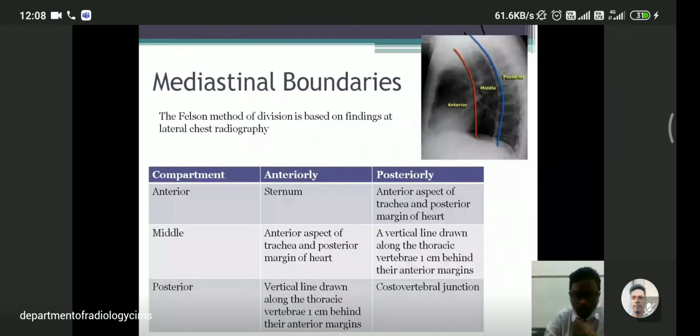Felson divided the mediastinum into three parts: anterior, middle, and posterior. The anterior mediastinum is bounded anteriorly by the posterior aspect of the sternum, and its posterior boundary is formed by the anterior aspect of the trachea and, below, by the posterior aspect of the cardiac shadow. The middle mediastinum extends from this border to a line along the thoracic vertebrae, 1 centimeter behind the anterior border of the vertebral body. Behind this line is the posterior mediastinum.